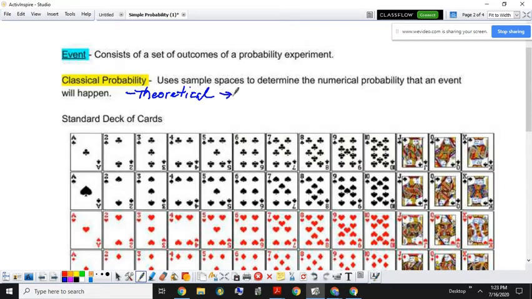Okay, you haven't done an experiment. So no experiment has been done. You haven't actually picked up a die. You haven't actually flipped a coin. You're just looking at the sample space to calculate the probabilities, and that's what classical is.